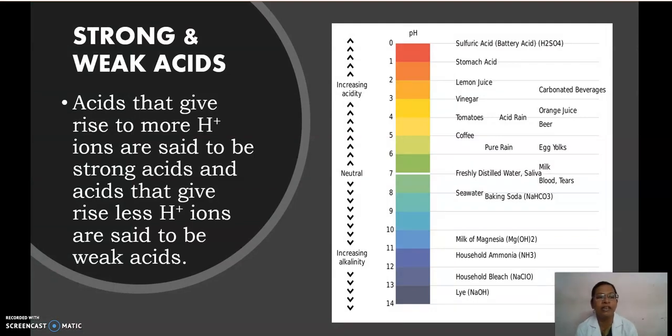Then about strong and weak acids. Acids that give rise to more H+ ions are said to be strong acids. Maybe in the last class we studied about dilution. When we are diluting, the number of H+ ions decreases per unit volume. So in a concentrated acid, the number of H+ ions will be more, and then it is called a strong acid. And if you are adding more water or diluting, then the number of H+ ions will be very less. In such cases, the acids that give rise to fewer H+ ions are said to be weak acids.